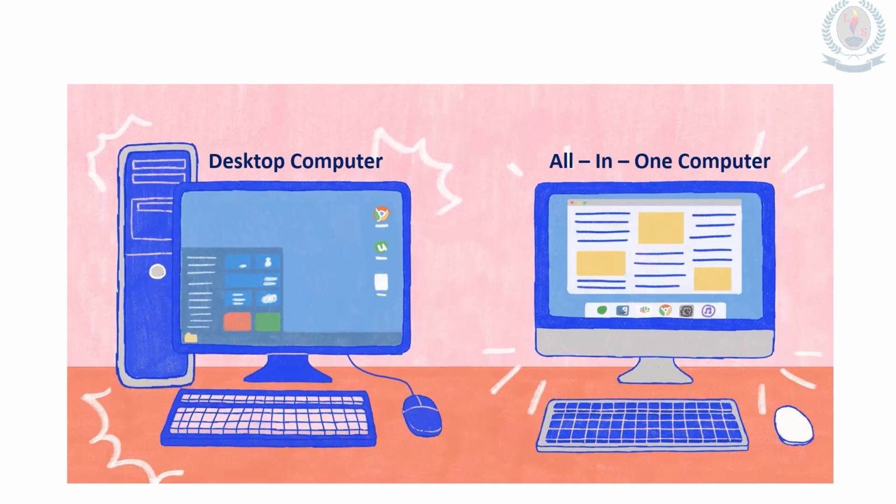Here, look at this. You can clearly see the difference between desktop computers and all-in-one computers by looking at this picture. You can see the desktop computer contains a computer case and keyboard and a mouse. But in all-in-one computer, we cannot see a computer case because all-in-one computers combine the display and the computer into one package.